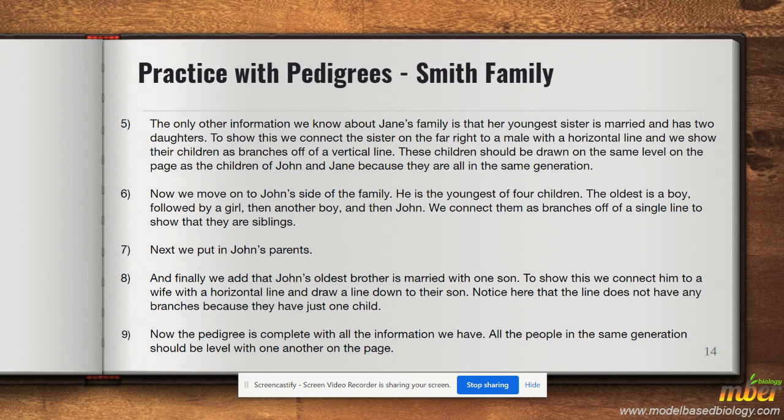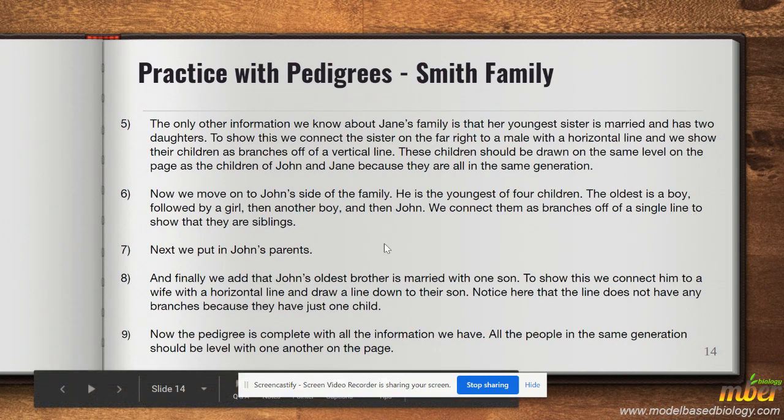Now we move on to John's side of the family. He is the youngest of 4 children. The oldest is a boy, followed by a girl, then another boy, then John. We connected them as branches off a single line to show they are siblings. Next, we put in John's parents.